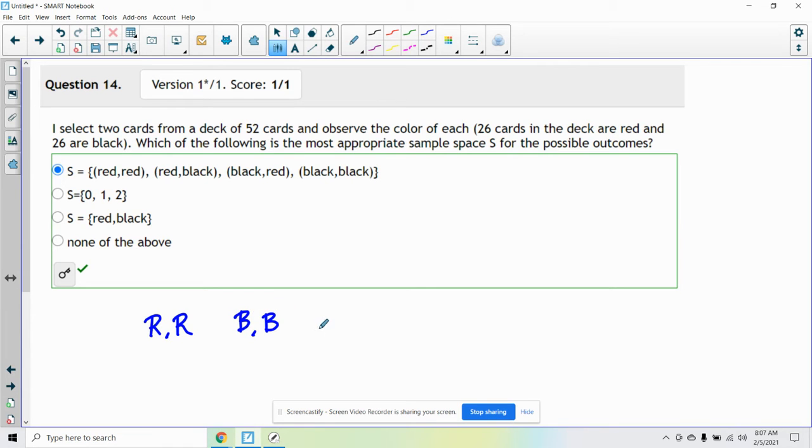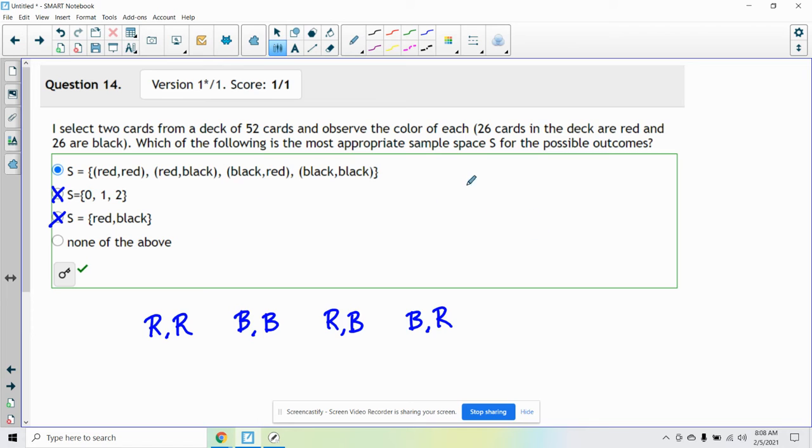That's another outcome. First could be red, then black. First could be black, then red. That's really all the possible outcomes you can have. So you'll see looking at these answers, red and black, that's only one possible outcome. That's not all possible outcomes. 0, 1, 2, that's not even what we're looking for. That has something to do with the problem. So our answer here is going to be red and red, red and black, black and red, or black and black.